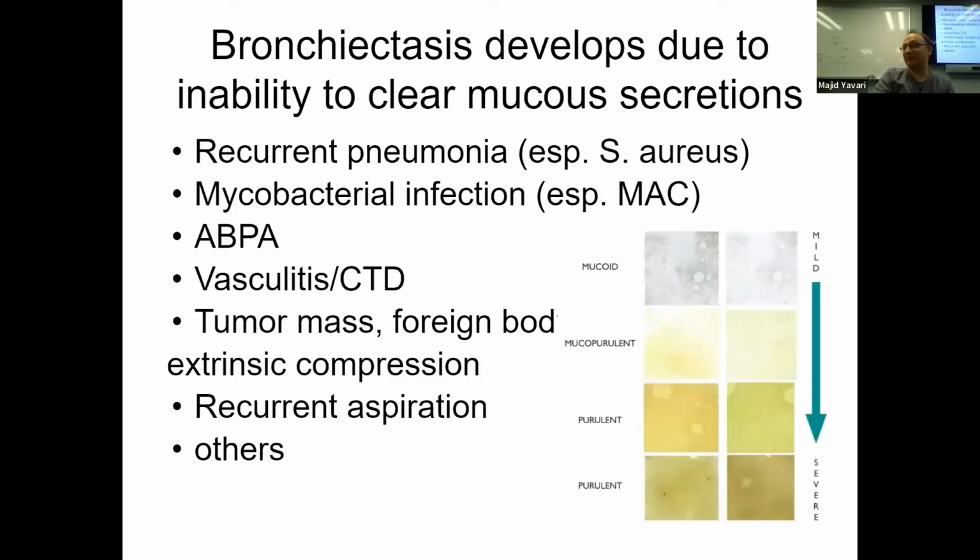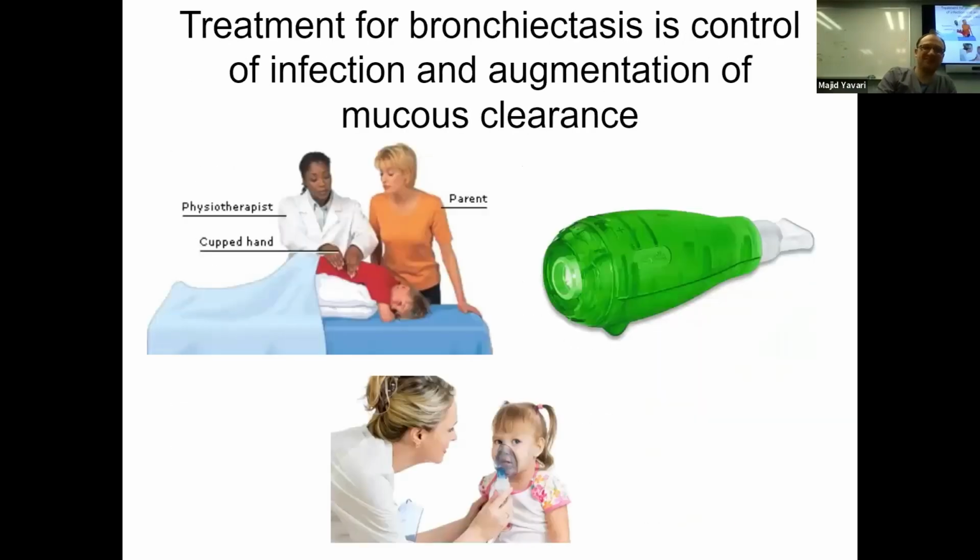You are the immunologist. So the treatment for bronchiectasis is control of infection and really augmentation of mucus clearance. Chest physical therapy for patients with cystic fibrosis, hand or vest therapy, and this flutter valve here causes the mucus in smaller airways to break up and assist with expectoration with cough.